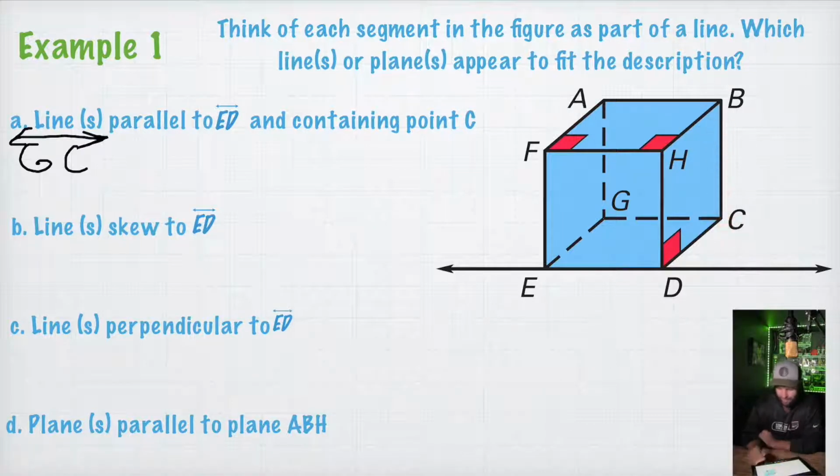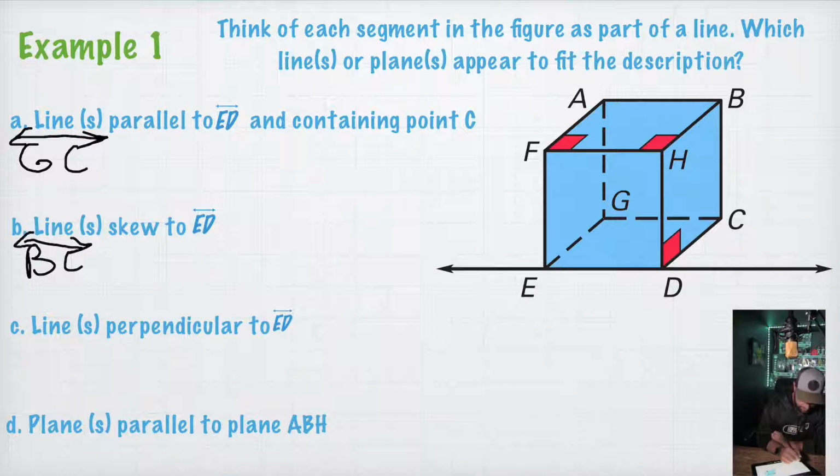So skew lines would be the ones that are running not parallel and never touch it. So BC never touches it. So let's just go ahead and write that down. BC.